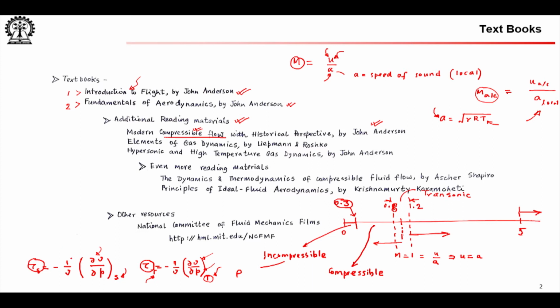By the way, V is nothing but 1 by rho, because V is specific volume. So, V can be written as 1 by rho, where rho is density, and in that case you will see that these compressibility expressions become 1 by rho d rho dP at constant T. So, you just replace the V by rho and drop the negative sign. Similarly, here also it becomes 1 by rho d rho dP at constant s.